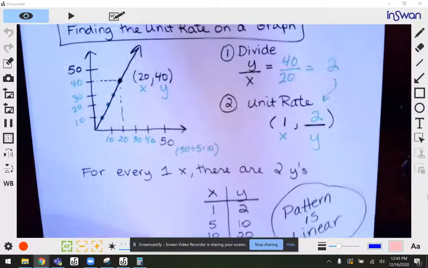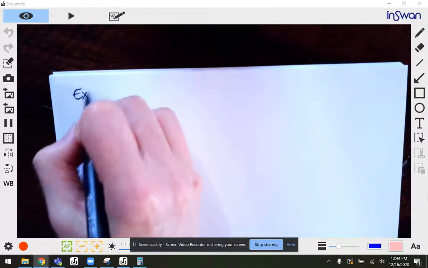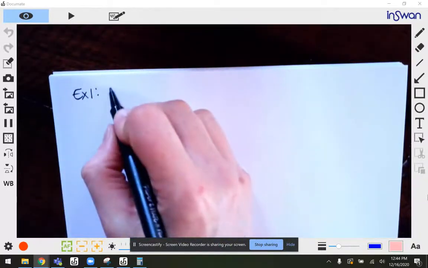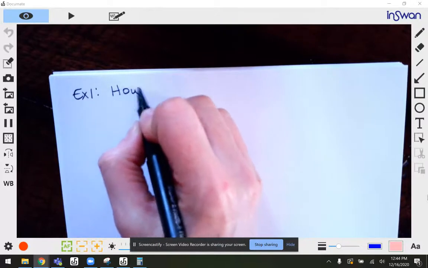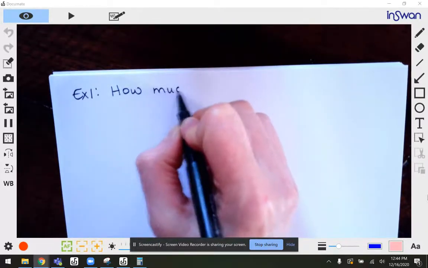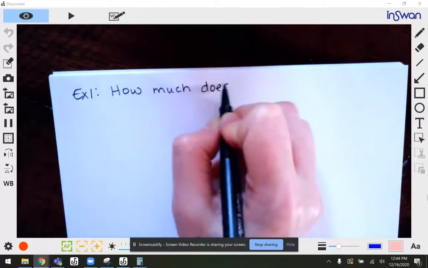All right, let's try another example. So now we're going to actually use the graph to tell us some real information instead of just numbers. So how much does Joe make per hour?